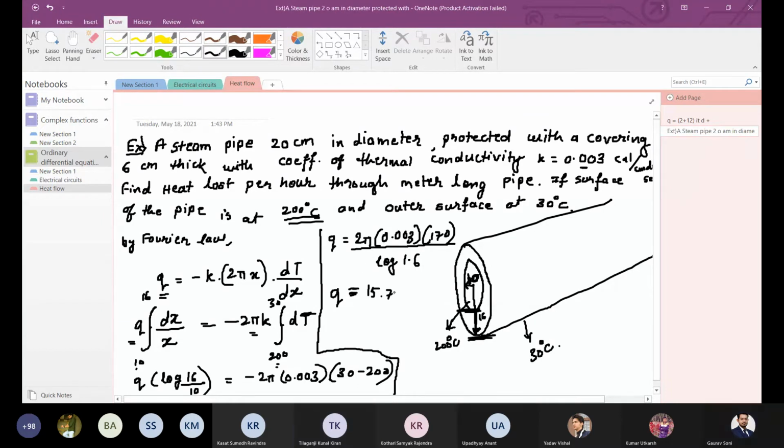15.705. Which log have you used? Log to the base e or log to the base 10? Base 10. No, don't use log to the base 10. Sir, 6.81. Just a minute.